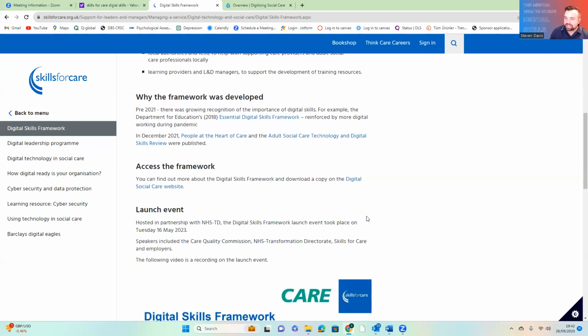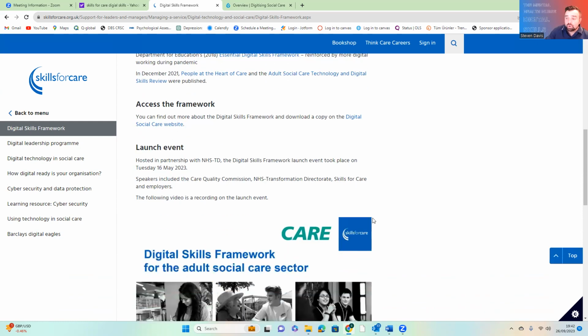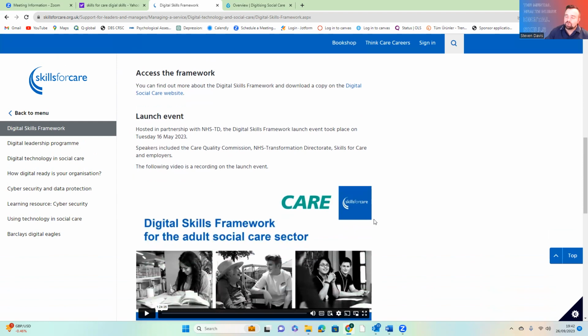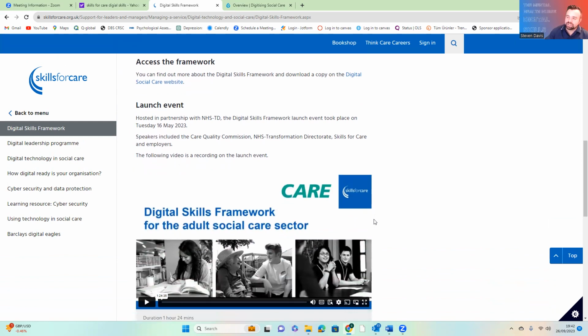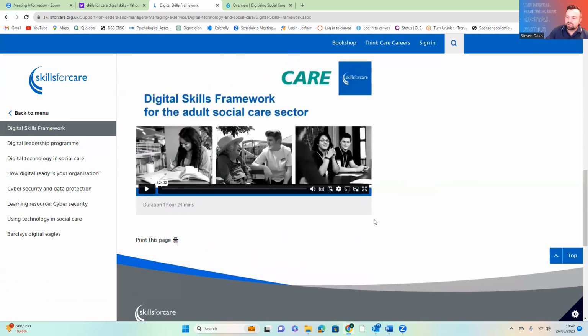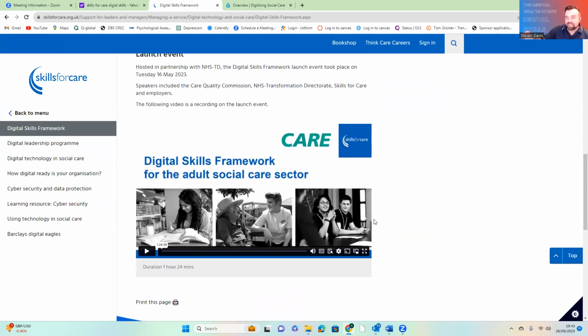So there's a whole publication on this that you can have a look at. Equally, you can access the framework via the Skills for Care website. This was launched in and around the 16th of May 2023. And you can see on there, there's a video about digital frameworks for adults in social care. I'm not going to repeat it, but it's 1 hour and 24 minutes, so it gives you a real idea about all of the support that's there.